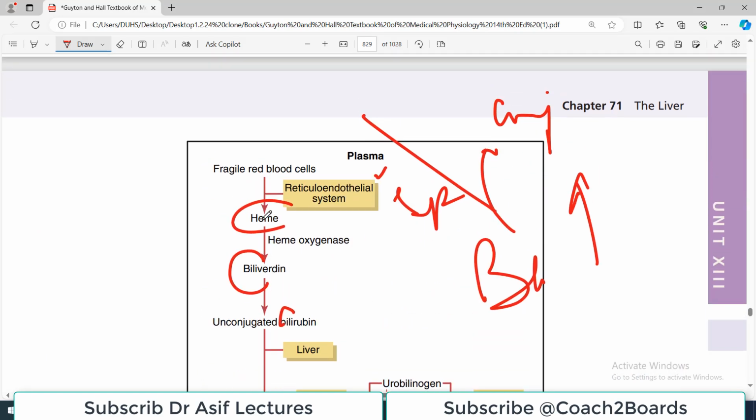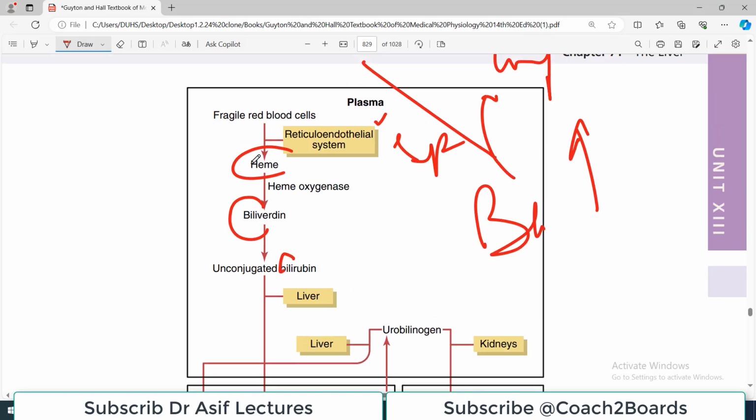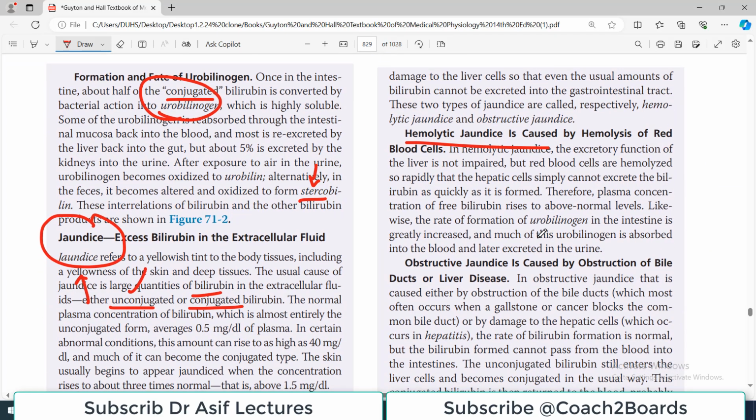So since the whole bilirubin physiology is basically starting from breakdown of the red blood cell, if there is more hemolysis because of any reason, if there is hemolytic anemia of any cause, there will be more and more rupturing of the red blood cell and more bilirubin formation. So more and more jaundice. Okay.